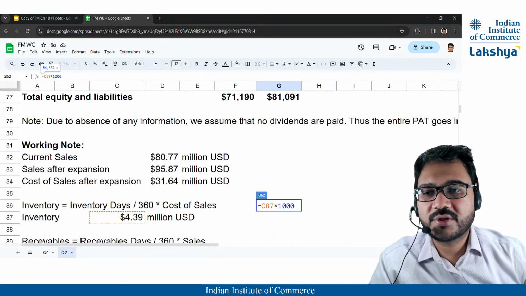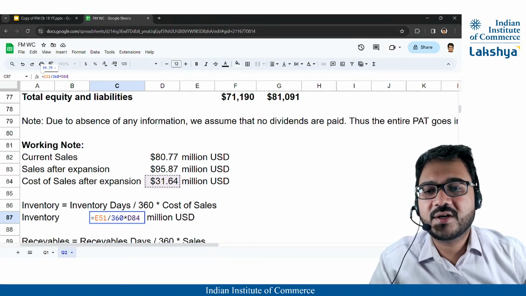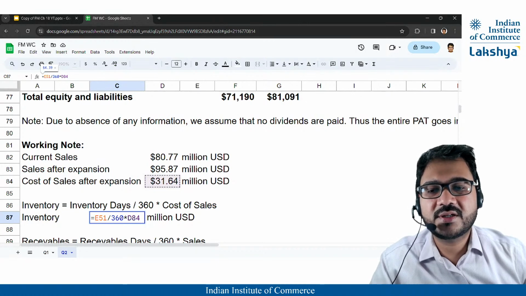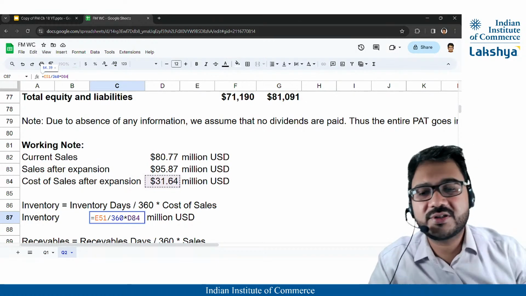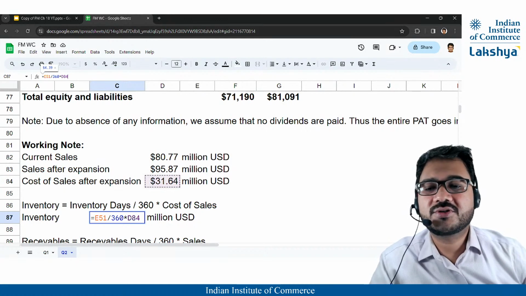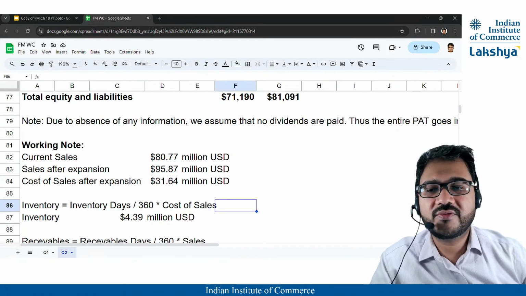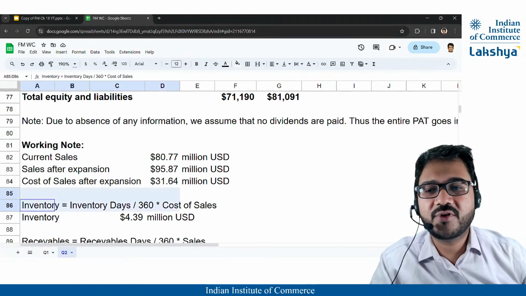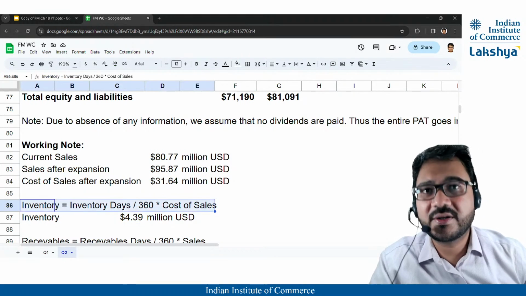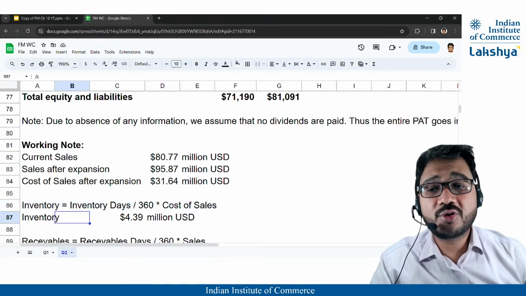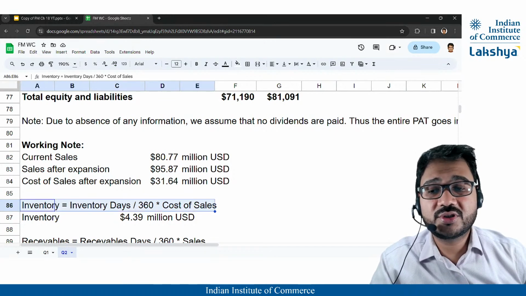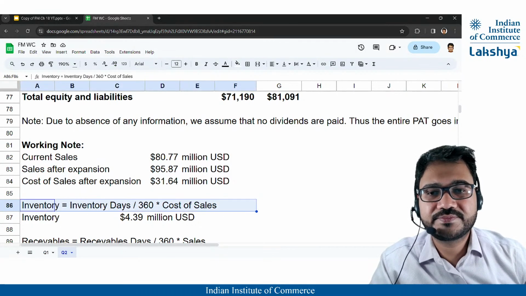Oh, okay. There is a working note that I've made. Yeah. So here we are doing that only. We are taking our cost of sales as in 360, our days divided by 360. They have asked us to take 360 days, not 365, into our cost of sales after expansion. So that's how we get our inventory. I've written the formula also over here. In the exam, the formula will not be given, but you do not have to write this. Okay, you could just skip this row altogether. This is just for you that I've written.